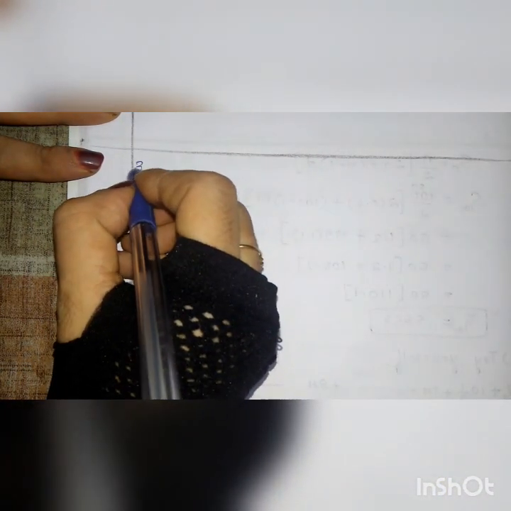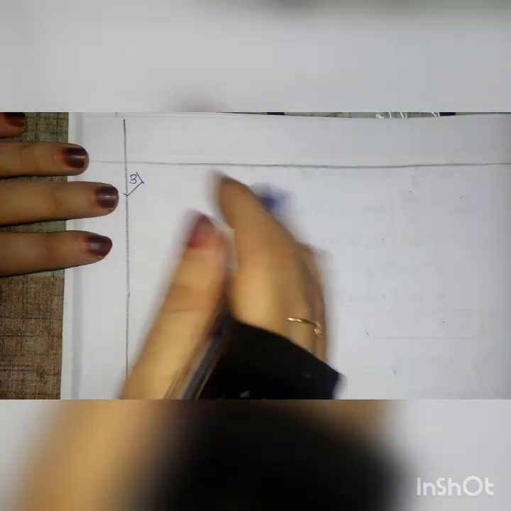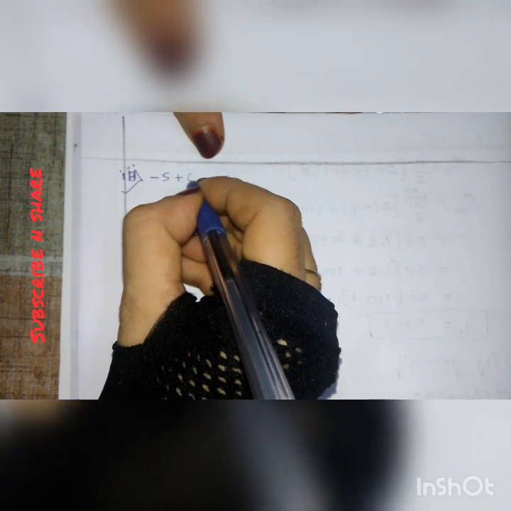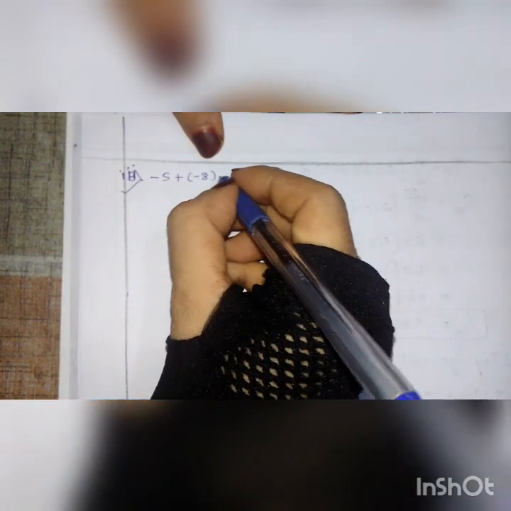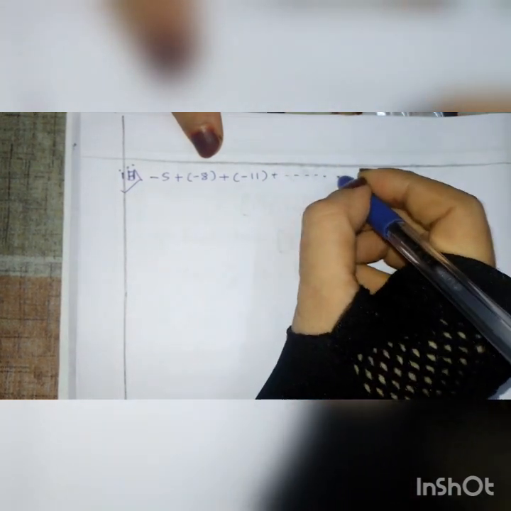Question number 3. I'll read out the question: second main third question it is. -5 plus -8 plus -11 plus ... plus -230. So this is the question. Now we have to solve. Here they have told us to find the sum of the given series.